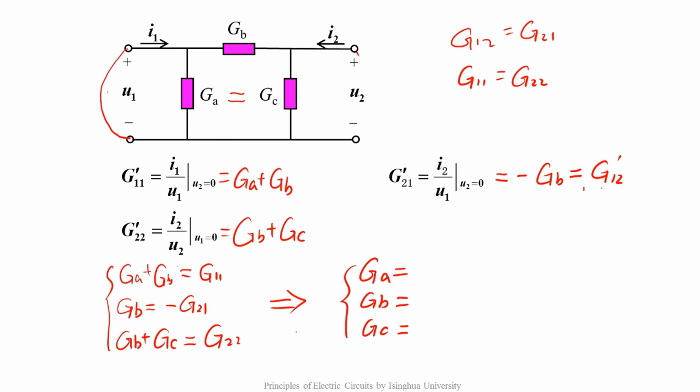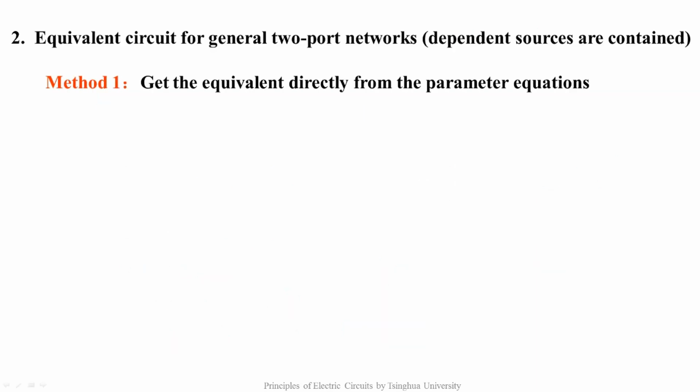How to find the equivalent circuit for the non-reciprocal two-port networks? We need to use the dependent sources. Take the R parameters as an example. We can directly get its equivalent circuit consisting of the dependent sources according to its parameter equations. Examine the equations type. U1 equals R11 times I1 plus R12 times I2. U1 is the sum of the two items. It has a form of the KVL.